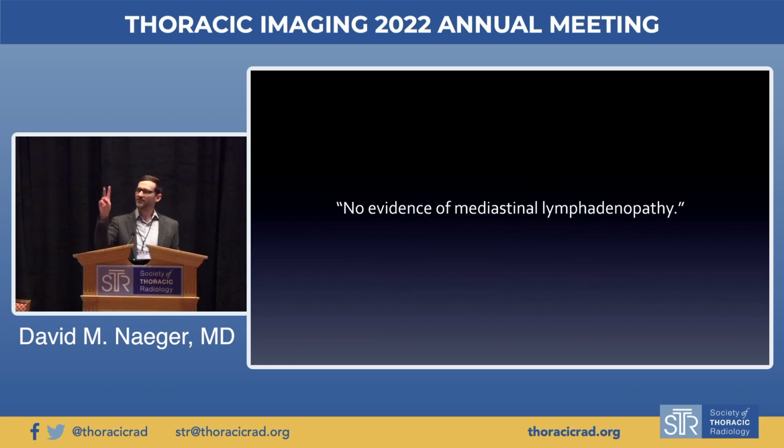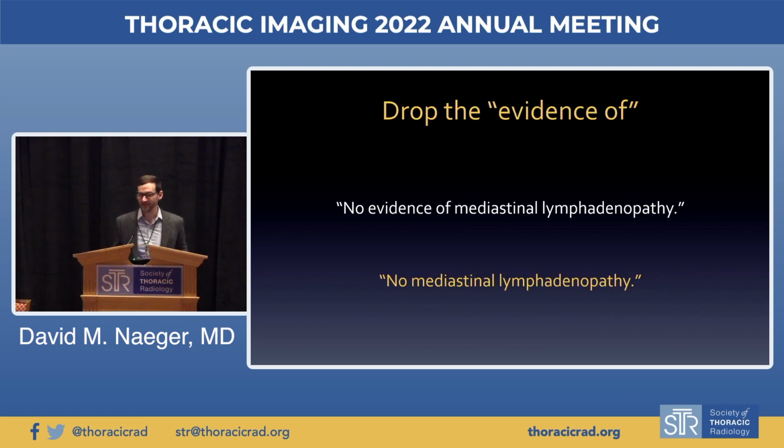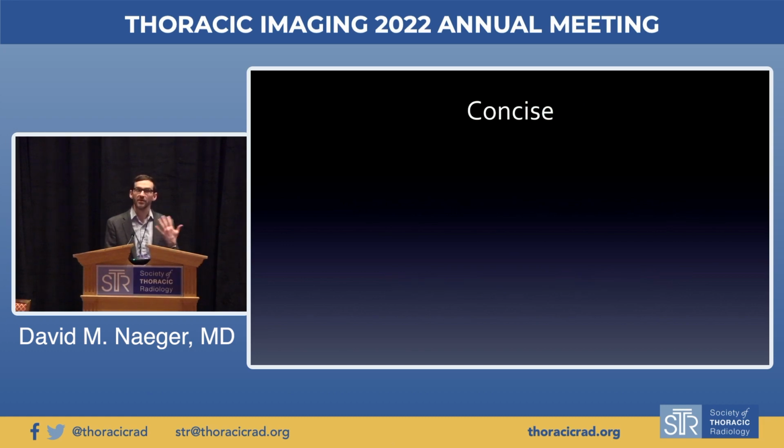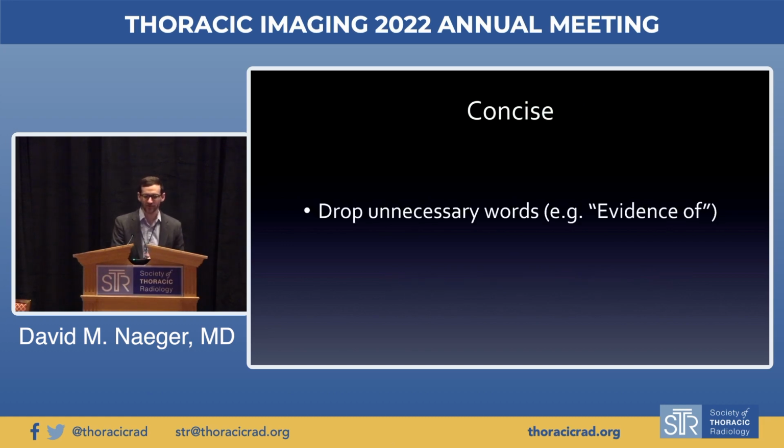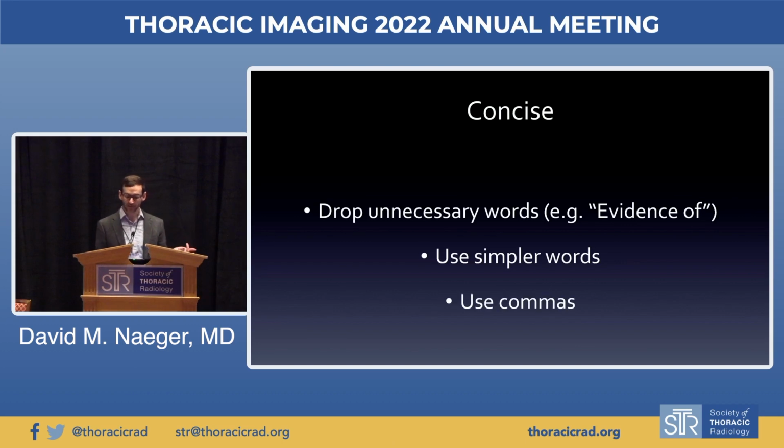Okay, and then one sort of special case is evidence of. Some people use this a lot. We're not actually looking at things with our eyes directly, but we see lymph nodes, right? It's not evidence of lymph nodes, so you can drop that. We should use evidence when we're implying a physiology we can't see, like ischemia, for example. Okay? So the trick here is to be concise, okay? Drop unnecessary words, use simple words, commas instead of words.